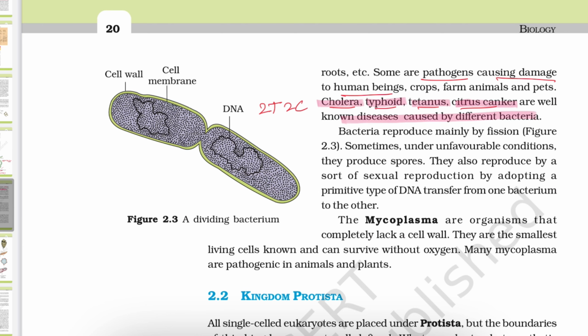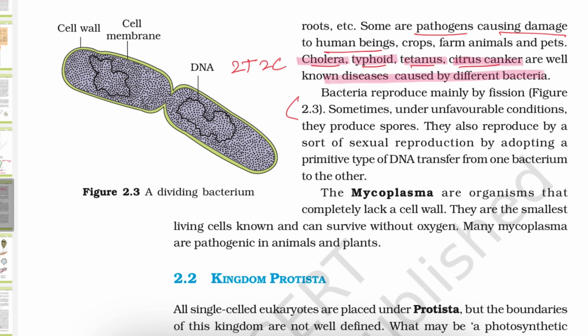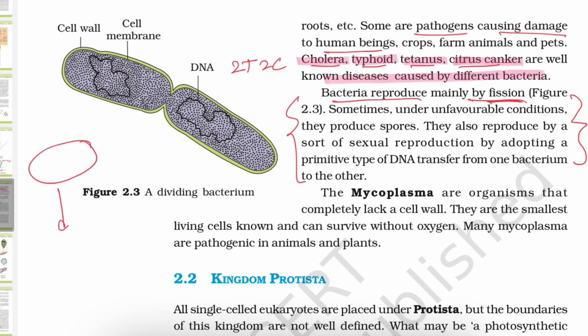Now, in your NCERT, a very important paragraph is given about bacterial reproduction. Bacterial reproduction is a very huge topic to understand, but in NCERT it is given very briefly. Bacteria reproduce mainly by fission. What is meant by fission? Fission means simple division. This is a cell, and from here the cell divides to form two cells. This simple division is called fission.